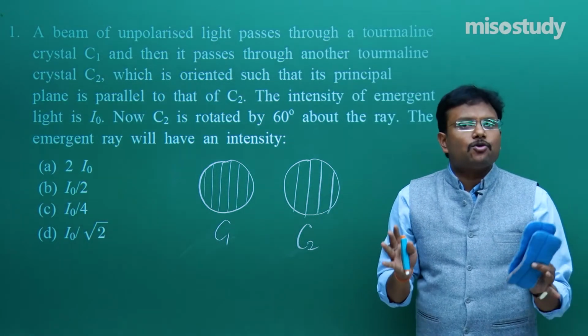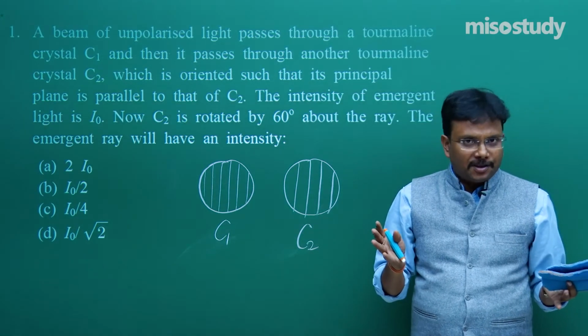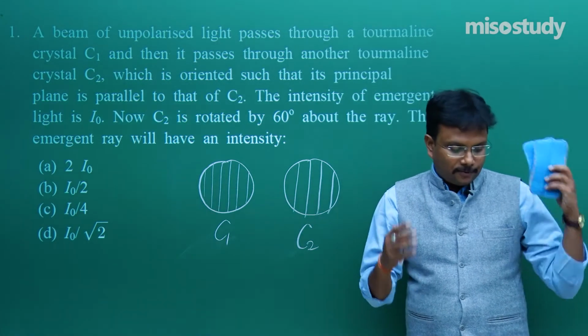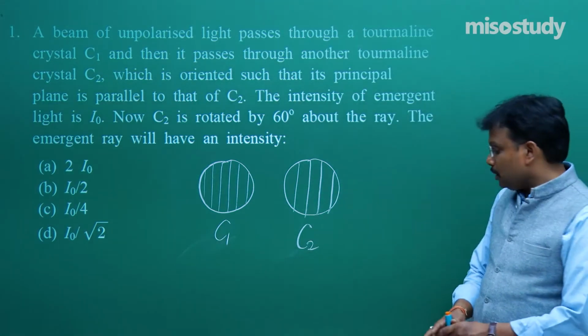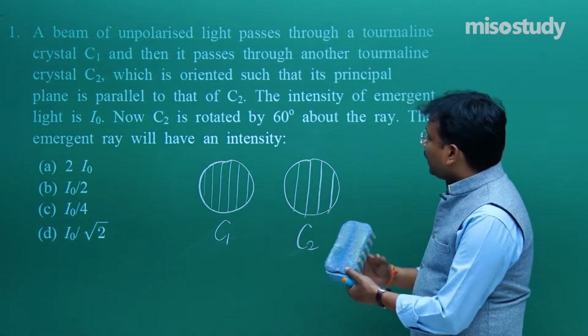You know the formula I equals I naught cos square theta type of result. Obviously, we will use that result. So, now I would like to start how you are going to attempt this problem.